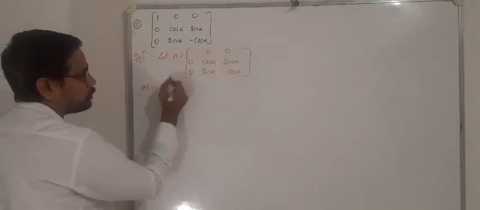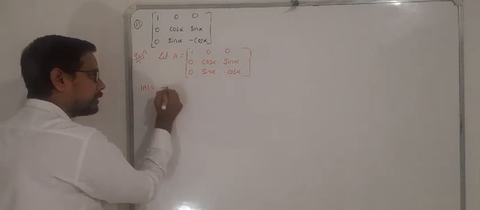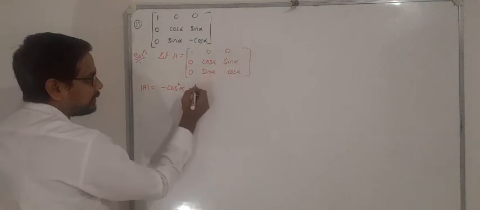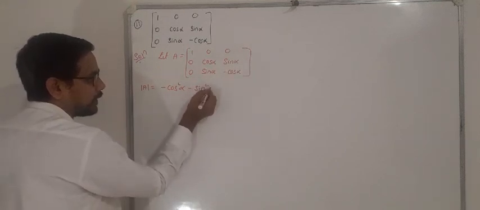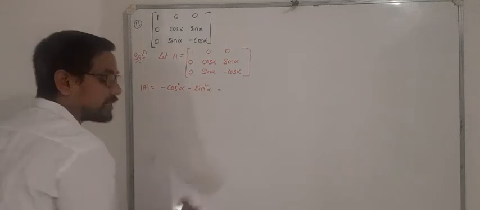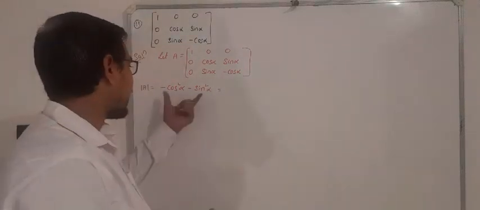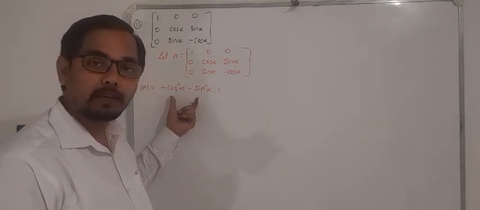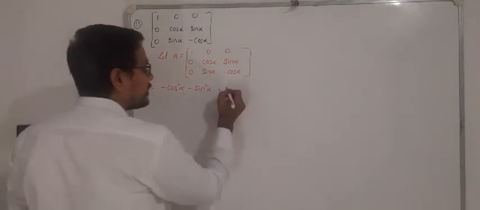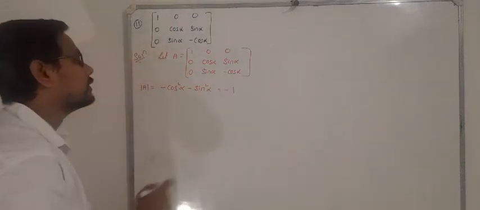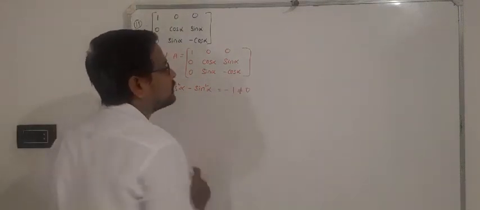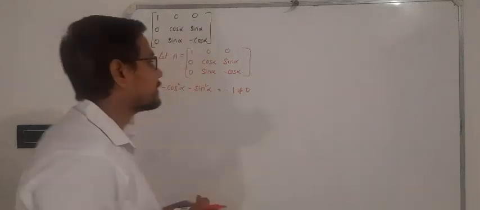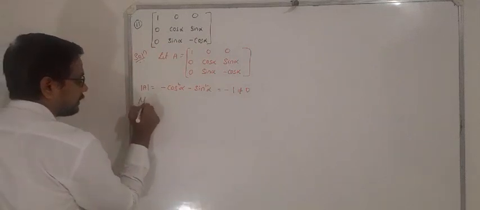Expanding it through the first row: cos alpha into minus cos alpha, minus cos square alpha, minus sin alpha into sin alpha, sin square alpha. So this is minus, if I take common, minus of cos square alpha plus sin square alpha, which is minus 1. It becomes minus 1, so this is not equal to 0. So the determinant value is not equal to 0, so the inverse exists.